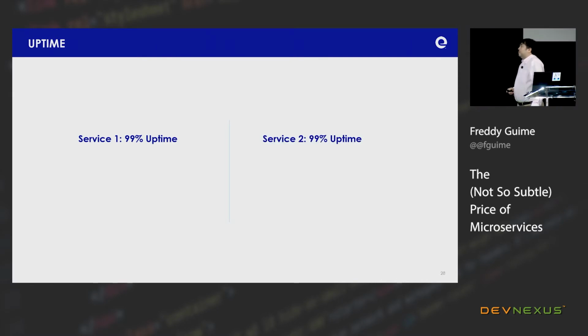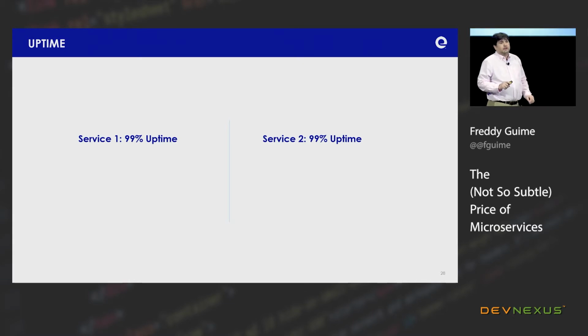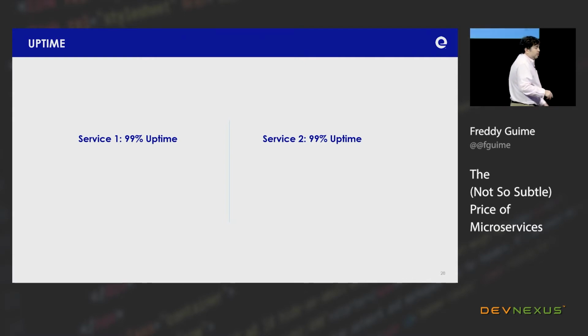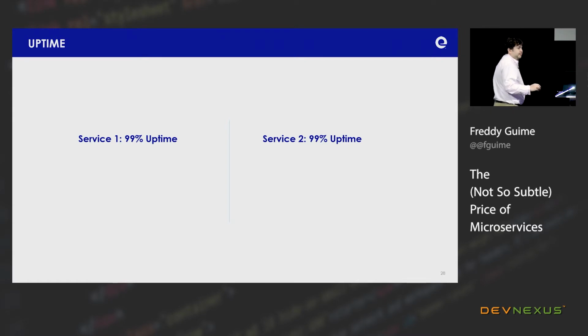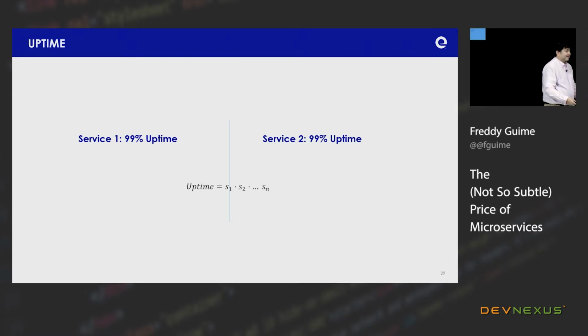Guess what happens when I have a second service that also has 99% uptime? Well, let's say that these two services are tied together, meaning if one service doesn't work, the second service cannot receive, like the whole system goes down. Doesn't matter which service. By show of hands, who thinks that the uptime of the whole system is 99%? What about 98%? All right, so we can skip those slides.